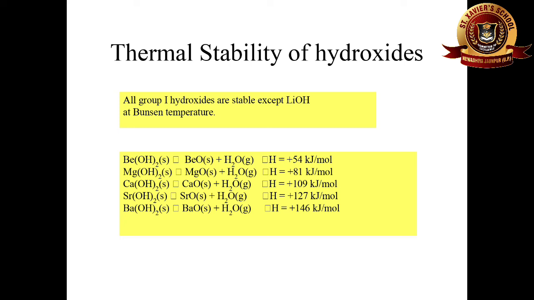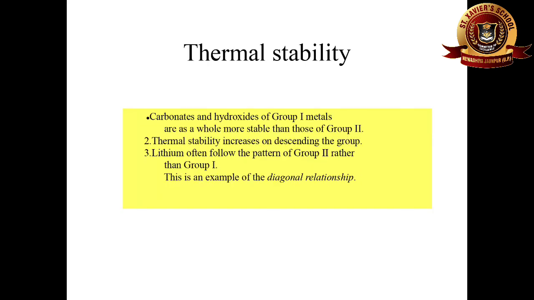Next, the important point: carbonates and hydroxides of group first metals are, as a whole, more stable than those of group second. The next important point is that thermal stability increases on going down the group. The third point is that lithium often follows the pattern of group second rather than group first. This is an example of diagonal relationship.